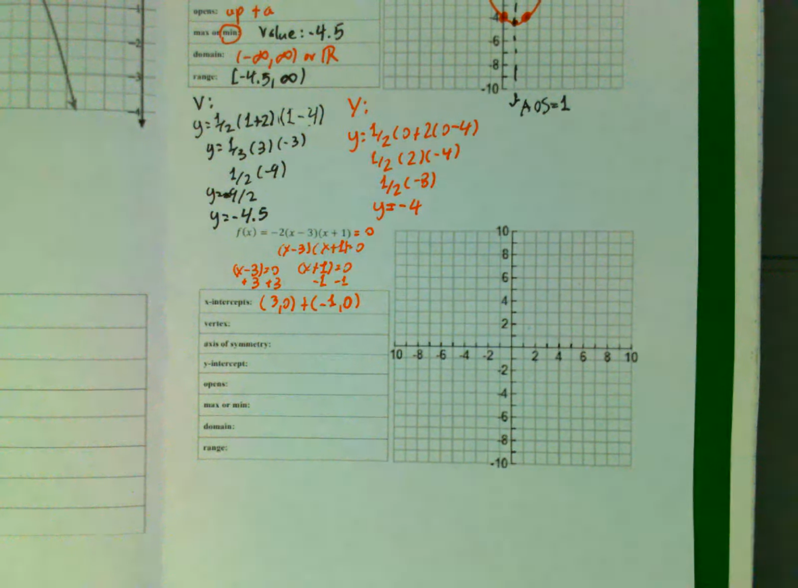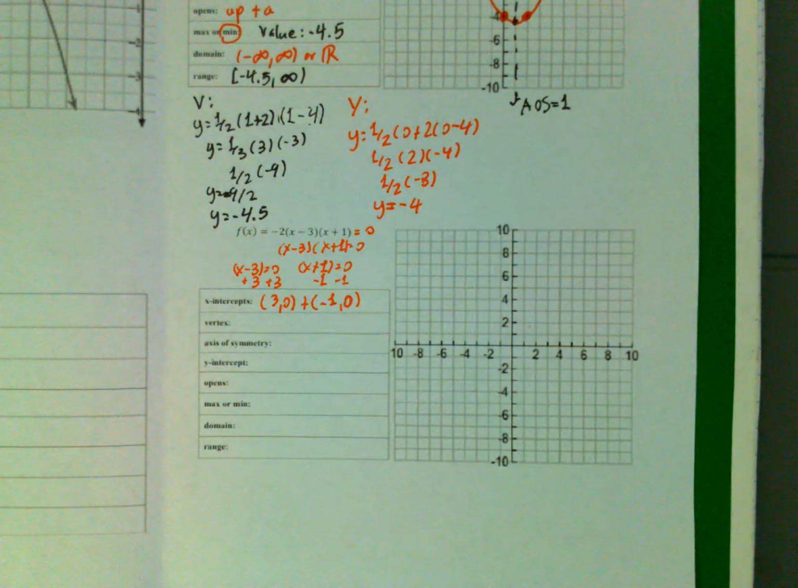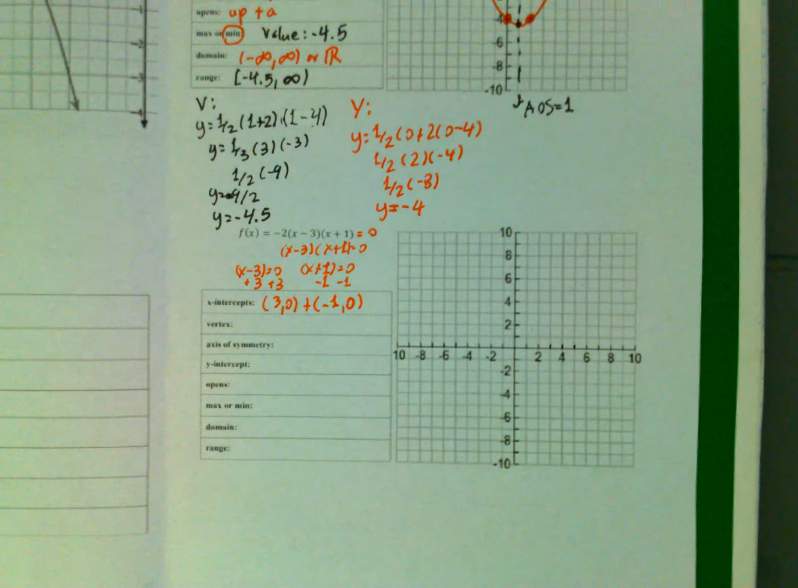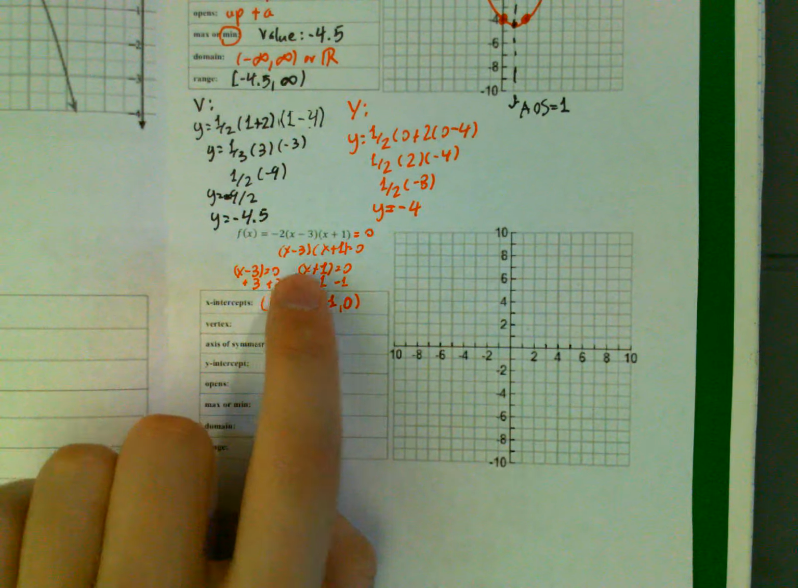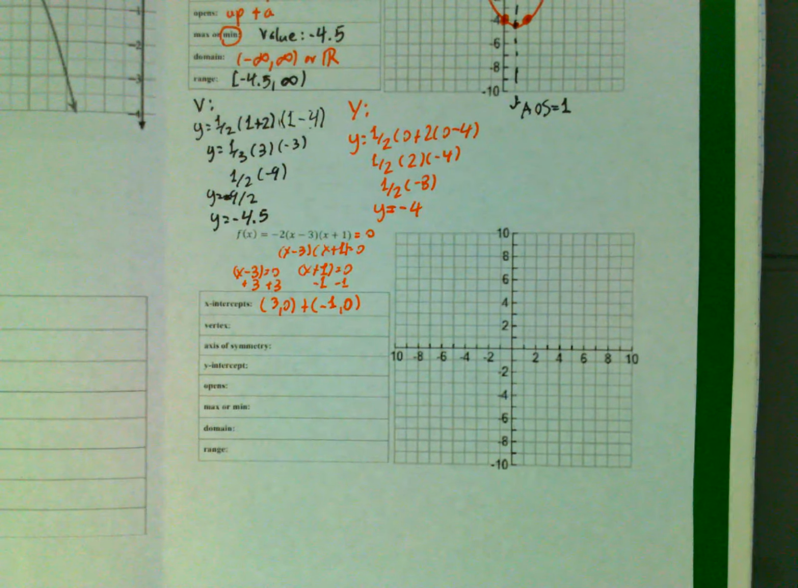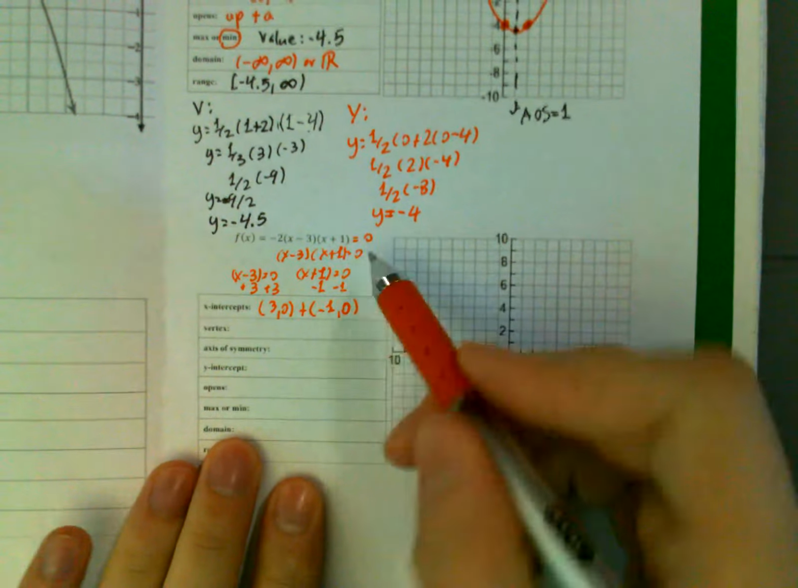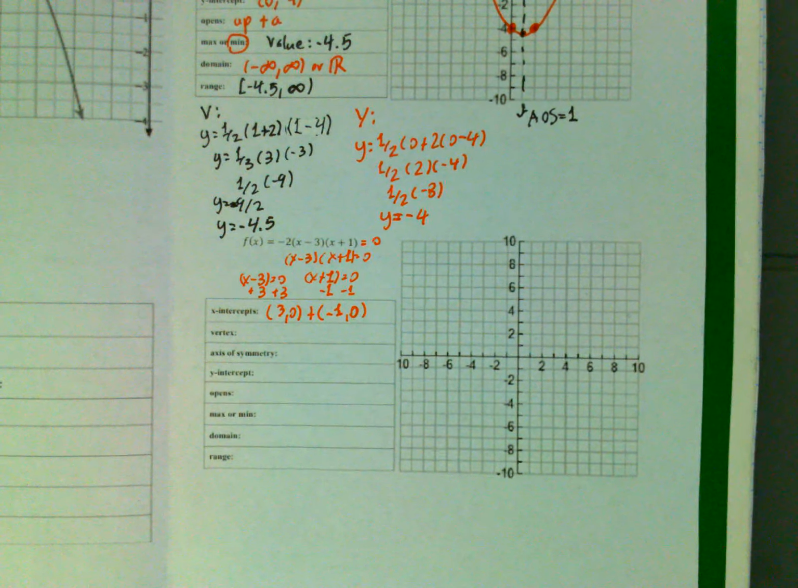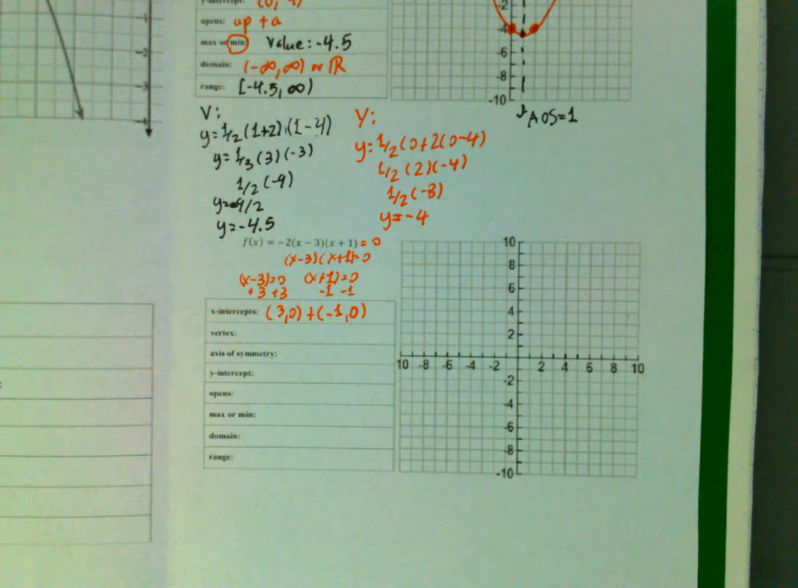I can either plug in positive 3 or negative 1 when I'm done, because I solved for it and got 3 and 1 down here. If I plug them back in, 3 minus 3 is 0. 3 plus 1 is 4. What's 4 times 0? 0. Checks out. So either of those two coordinate values that I plug back in will work.